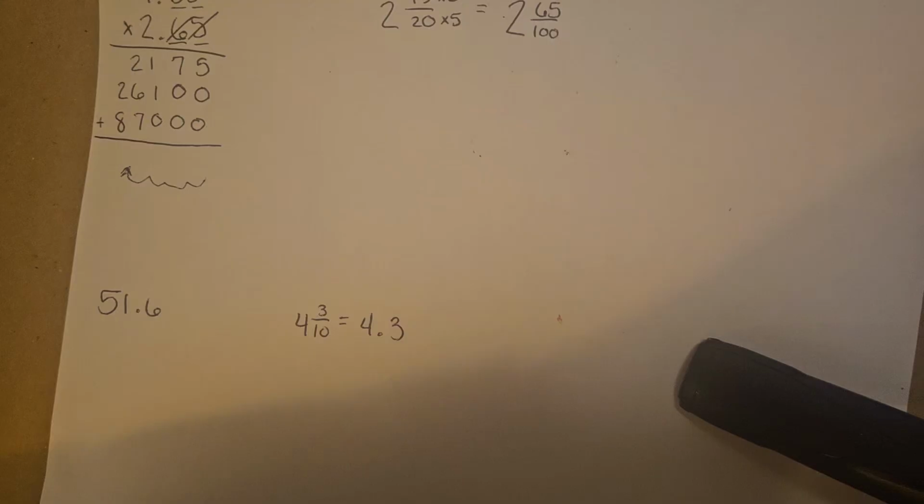We have 4 and 35 hundredths, and the other number is 2 and 13 twentieths. Okay, and the question says you are creating a rectangular garden that is 4 and 35 hundredths meters long by 2 and 13 twentieths meters wide. What is the area in square meters?